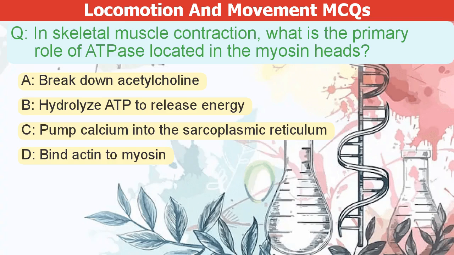In skeletal muscle contraction, what is the primary role of ATPase located in the myosin heads? A. Break down acetylcholine. B. Hydrolyze ATP to release energy. C. Pump calcium into the sarcoplasmic reticulum. D. Bind actin to myosin.